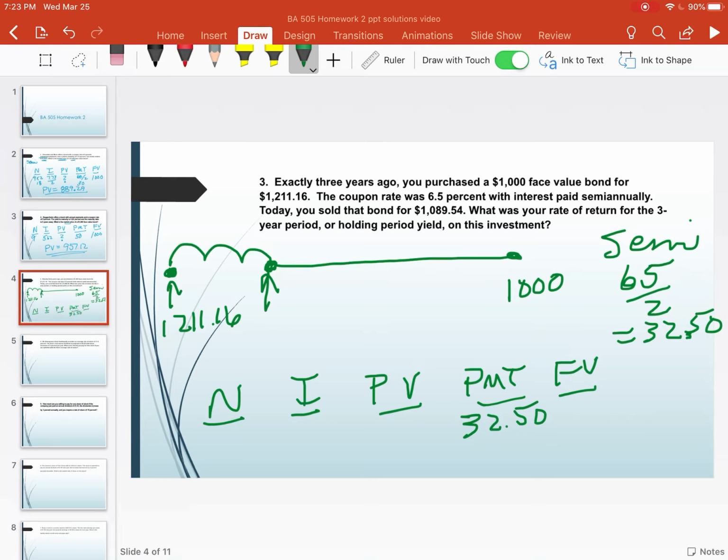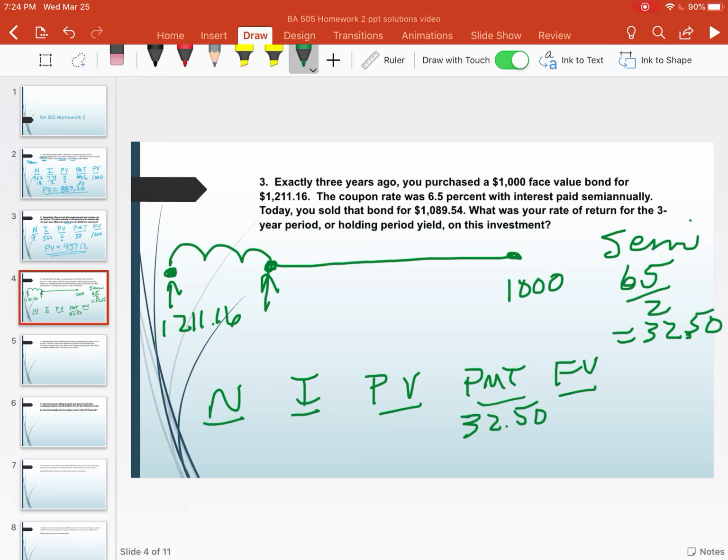The coupon rate was 6.5% with interest paid semi-annually. Today, you sold that bond for $1,089.54. What was your rate of return for the 3-year period or holding period yield on this investment?